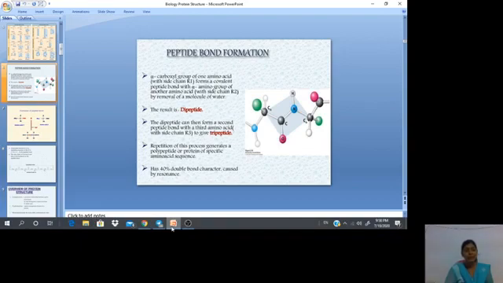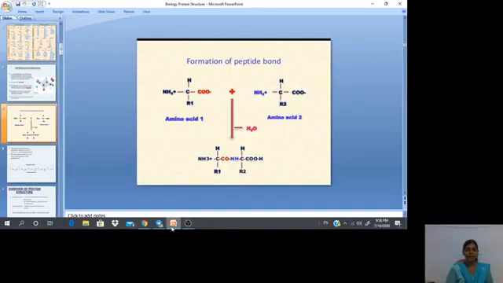The peptide bond has 40% double bond character caused by resonance. This is an example of formation of a peptide bond. Amino acid 1 has a carboxyl group, amino acid 2 has an amino group, and they combine. There is elimination of a water molecule and the peptide bond CONH forms, as in the lower structure.